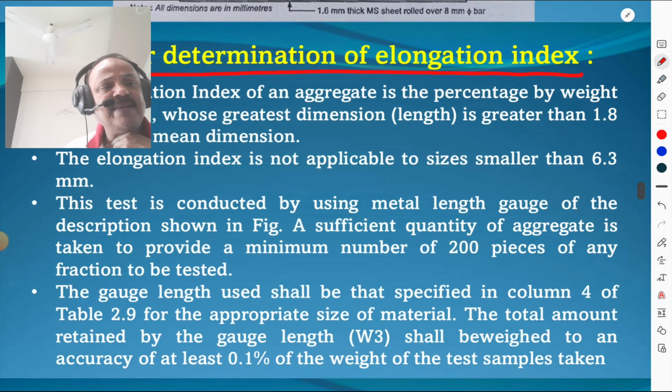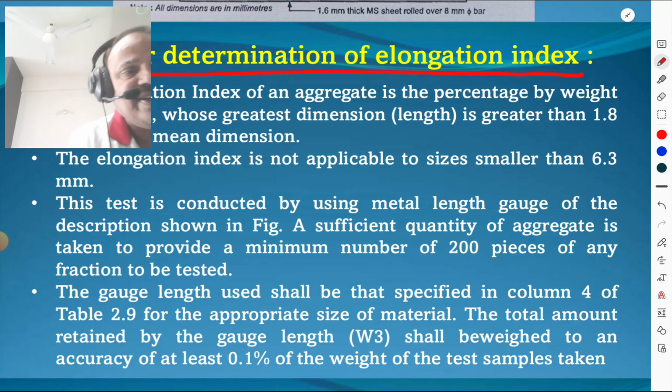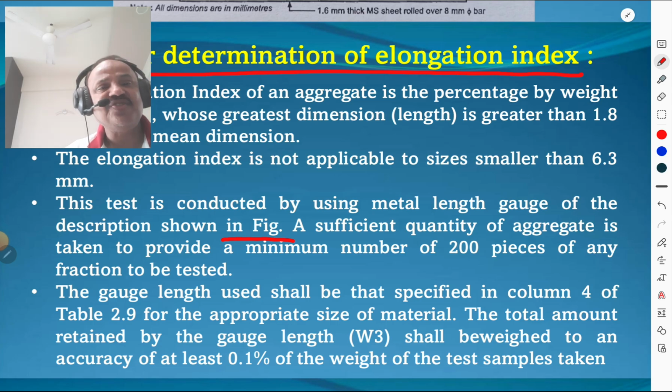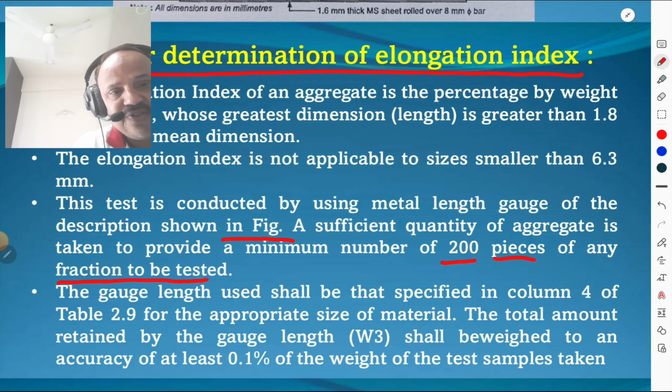This test is conducted by using metal length gauge of the description as shown in figure. The figure आपण discuss करू. A sufficient quantity of aggregate is taken to provide a minimum number of 200 pieces of any fraction to be tested, same as that of flakiness index. The gauge length used shall be specified in column 4 of the table 2.9. एक टेबल आहे, त्या टेबलमध्ये त्याची gauge length डिफाईन केलेली आहे.